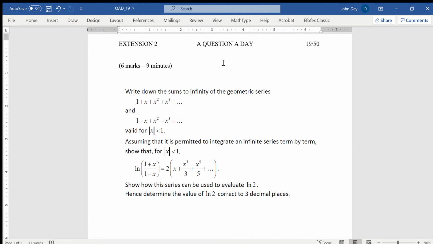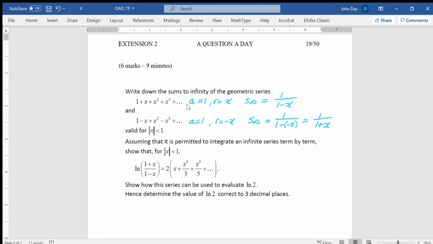Write down the sums to infinity of those geometric series. Well, for the first one, let's have a look. I think a is equal to 1 and r is equal to x. So the sum to infinity is a on 1 minus r, which is 1 on 1 minus x. And for this one, a is 1 and r is minus x. So the sum to infinity is a on 1 minus r, which is 1 on 1 plus x.